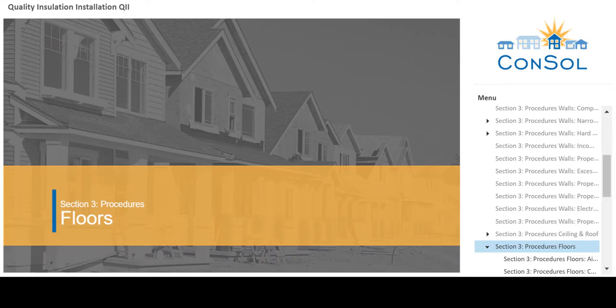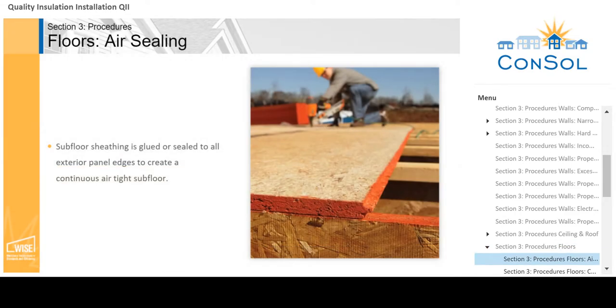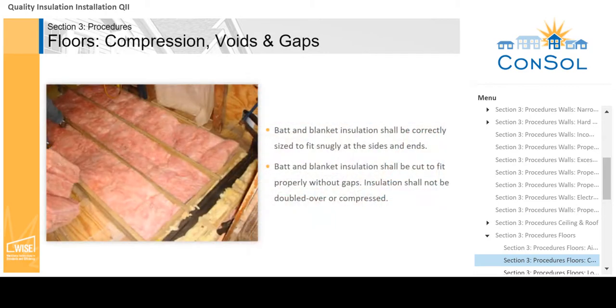Floors must also be verified for air sealing and installation quality. Subfloor sheathing shall be glued or sealed to all exterior panel edges to create a continuous airtight subfloor. Batt and blanket insulation shall be correctly sized to fit snugly at the sides and ends without gaps. Insulation shall not be doubled over or compressed.